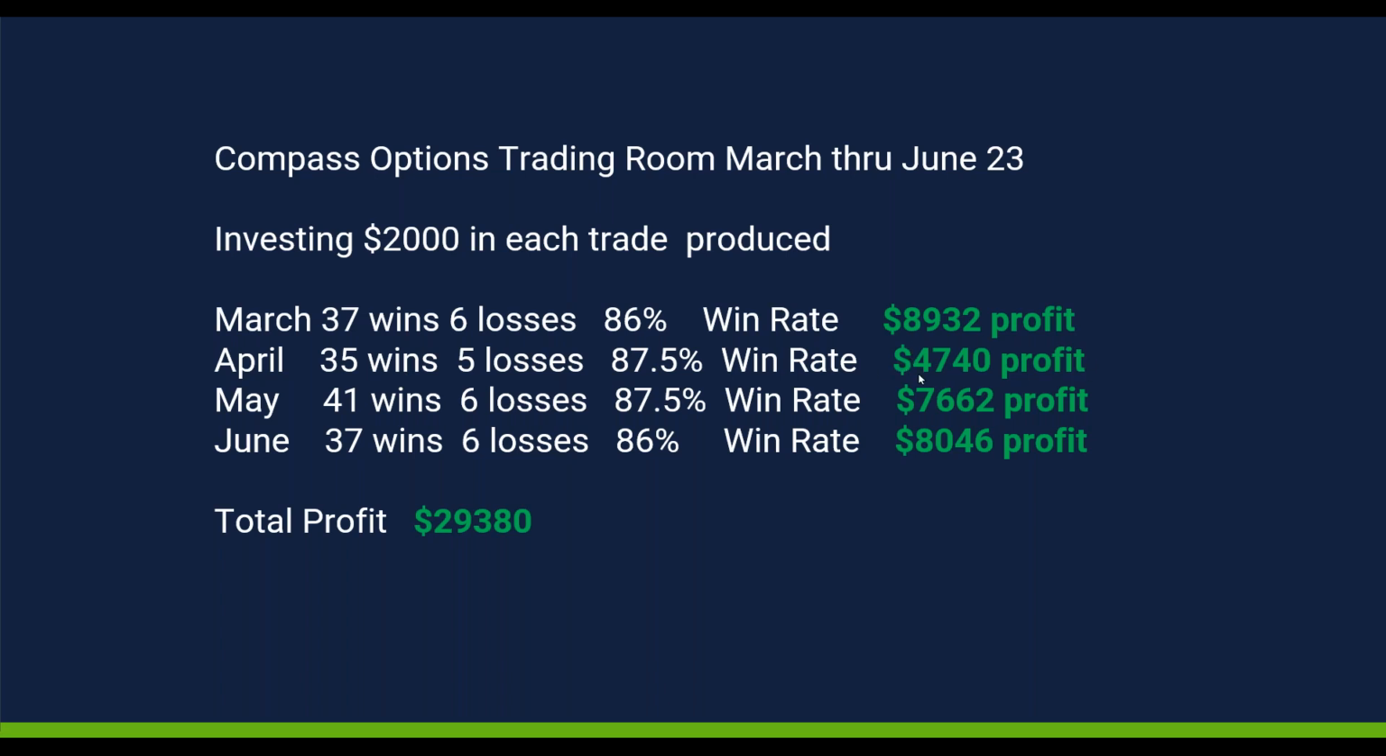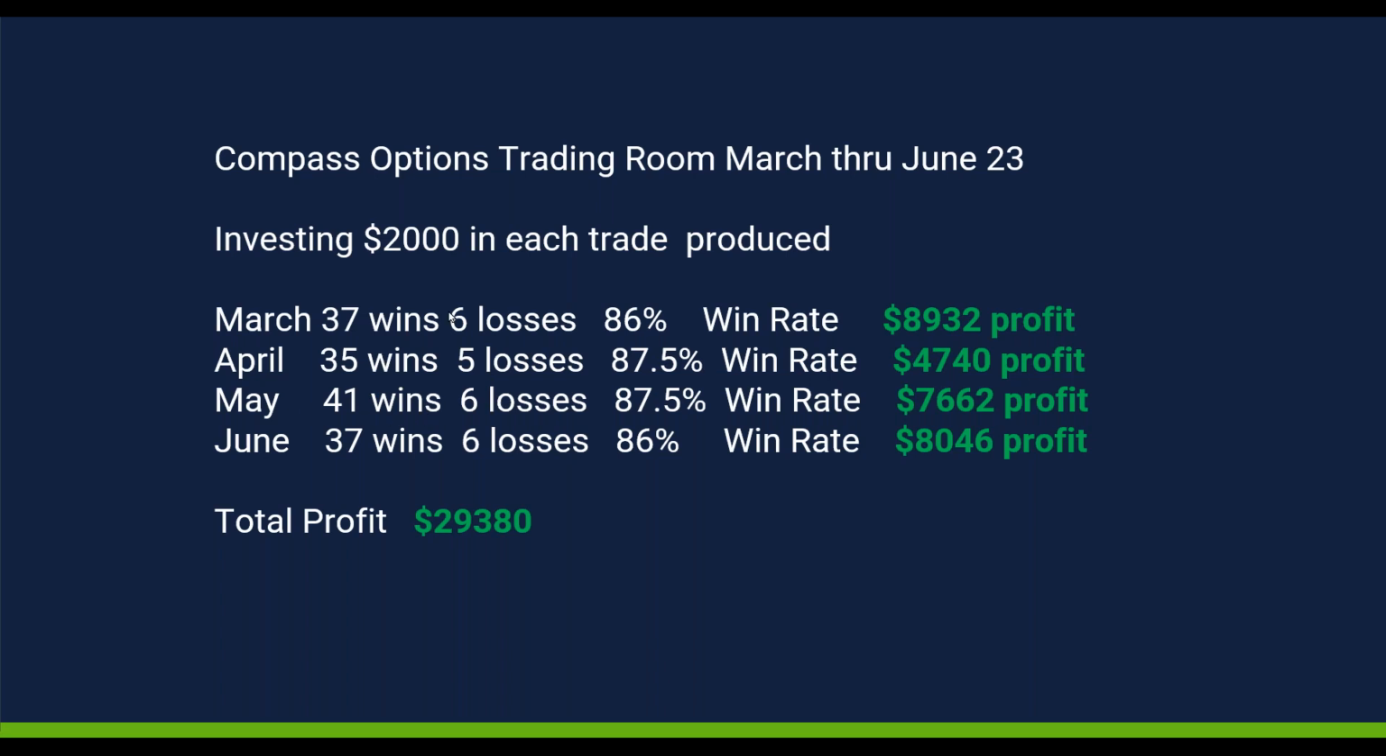So again, you can see this profit was a little lower, even though the win rate was a little higher. It's because we had some not as big wins and a big loss or two. So it adjusted our profitability, but it's still a nice win rate. May, 41 wins, 6 losses.